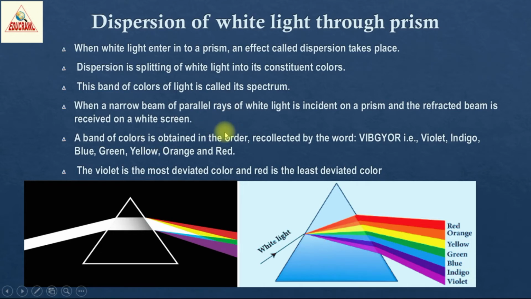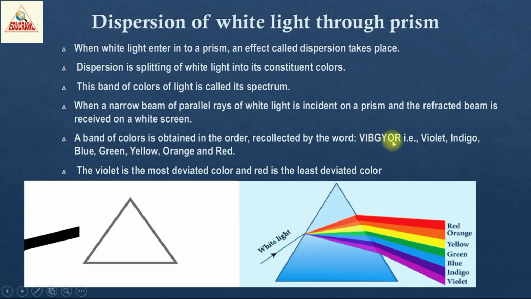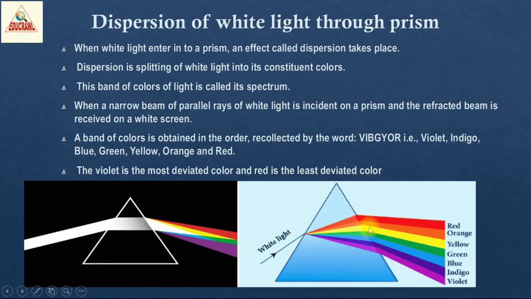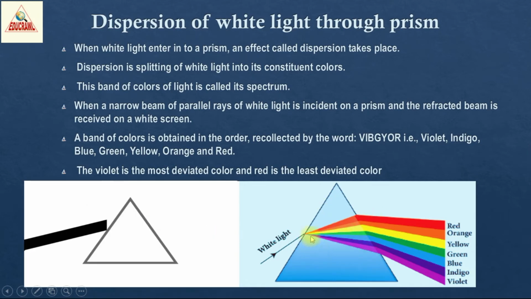The band of colors is obtained in the order recalled by the word VIBGYOR, that is violet, indigo, blue, green, yellow, orange and red. Violet is the most deviated color and red is the least deviated color. You can see how dispersion is taking place in the diagram below. If you see, violet is most deviated from the straight line, but red is the least deviated one.